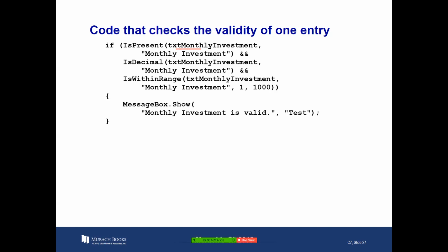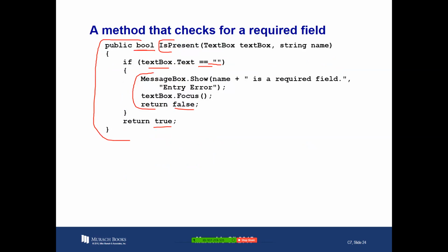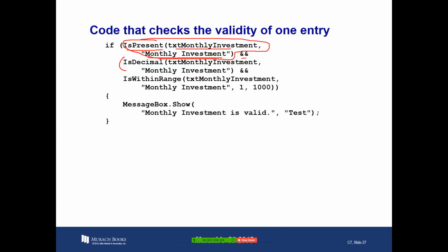First, you're going to check to see if he typed in something, so you're going to use your is present. If this returns true, then great, let's move on to the next one. If it's false, then this is the error message that is going to display. This is the monthly investment, so it's going to say monthly investment is a required field.